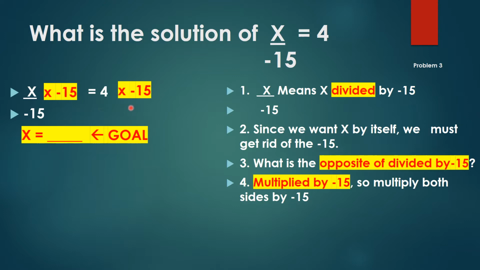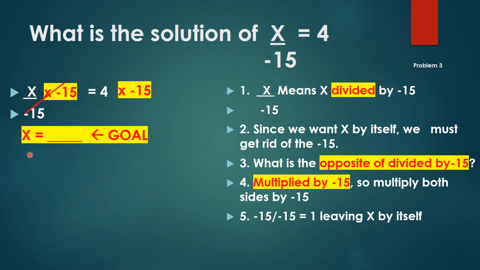So here's our times negative 15 coming in on both sides of our equal sign. Got to do it on both sides. And now look at the left side. I've got that negative 15 in red over the negative 15 in white. And of course, anything divided by itself is equal to 1. So negative 15 over negative 15 is just equal to 1. And that leaves the x all by itself.